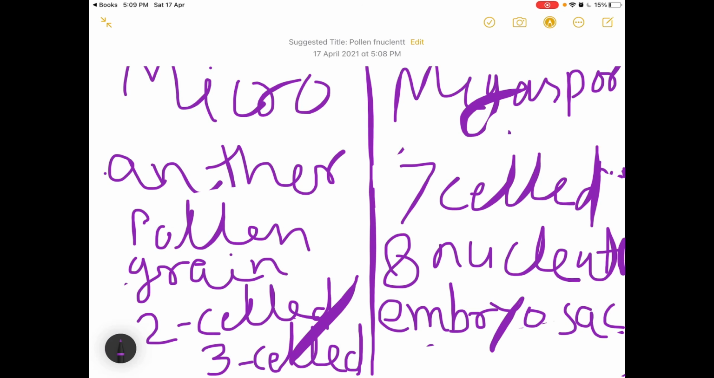This is the distinction between microsporogenesis and megasporogenesis. And you can see it is very clear. Some points are very important and these points are often asked in examinations. So this was my today's topic, the microsporogenesis and the comparison between microsporogenesis and megasporogenesis.